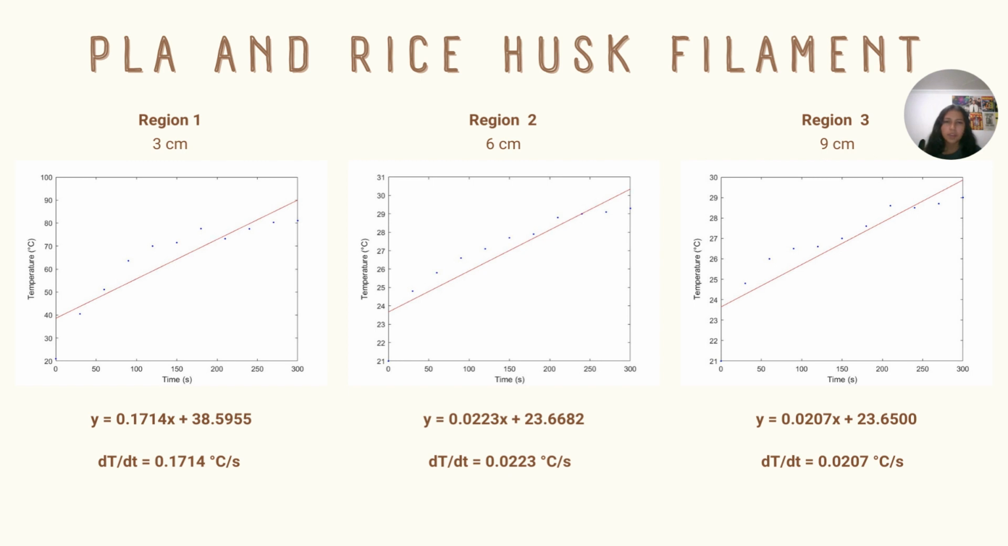In the case of the PLA and rice husk filament, the same three graphs of temperature as a function of time were made. When performing the linear fit, the same behavior seen previously was obtained, in which the positive slope decreases as the distance from the heat source increases. However, a greater temperature change in time was evident compared to the PLA and graphite filament.